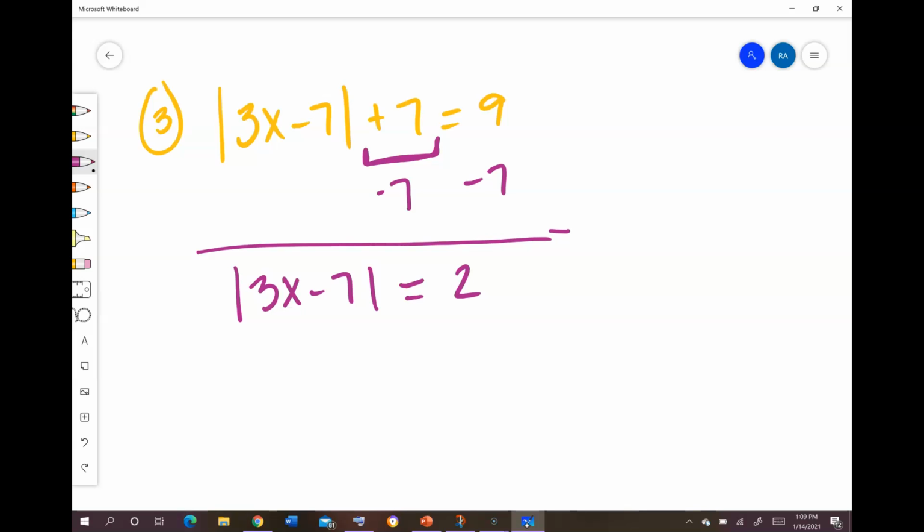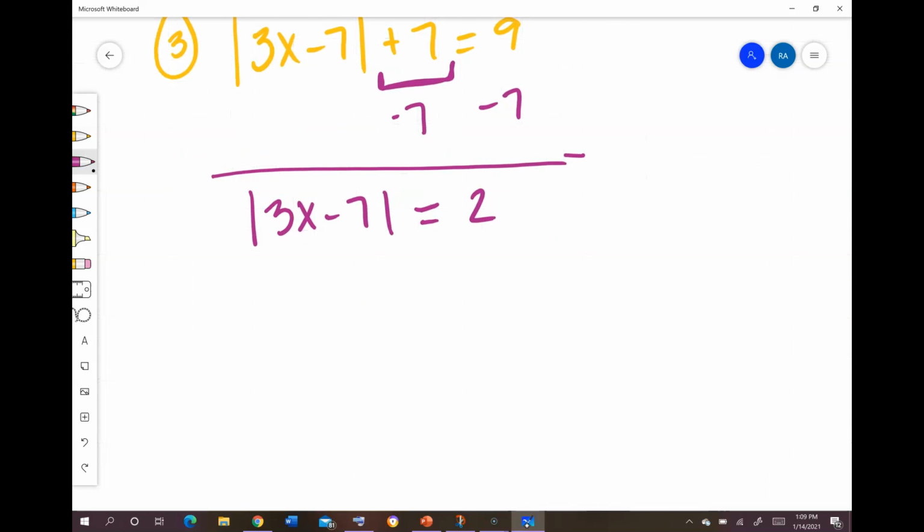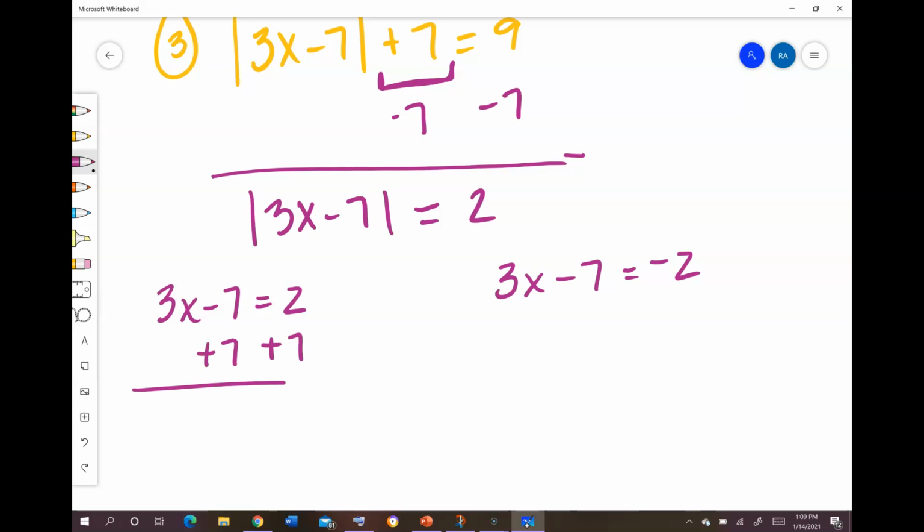It's positive, we're good. 2 has a positive and a negative side. Okay, so we can break this up into the 2 cases, and we can say 3x minus 7 is equal to positive 2, and 3x minus 7 is equal to negative 2. Okay, and then we're just going to solve both of them. So I'm going to say plus 7 plus 7. So 3x will equal 9 divided by the 3, and x equals 3.